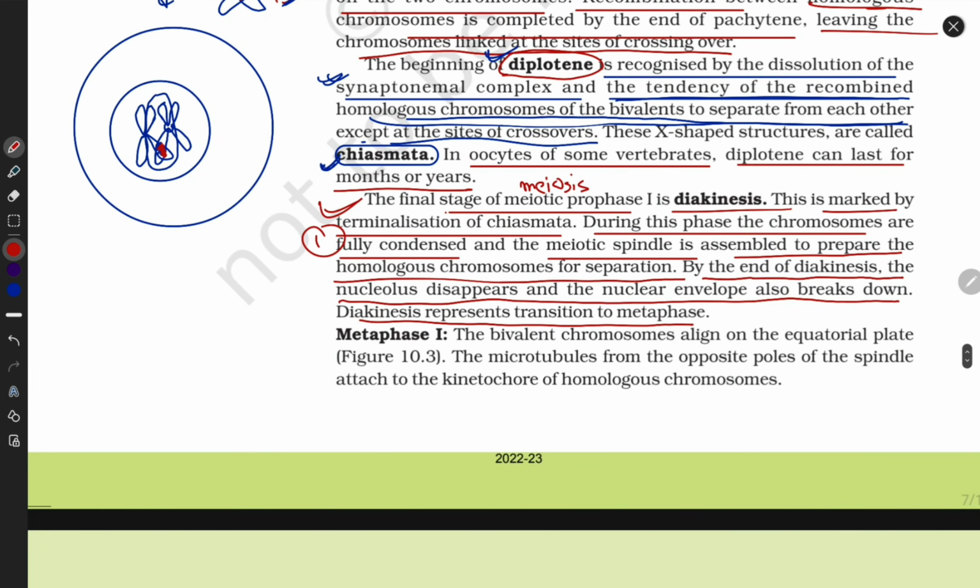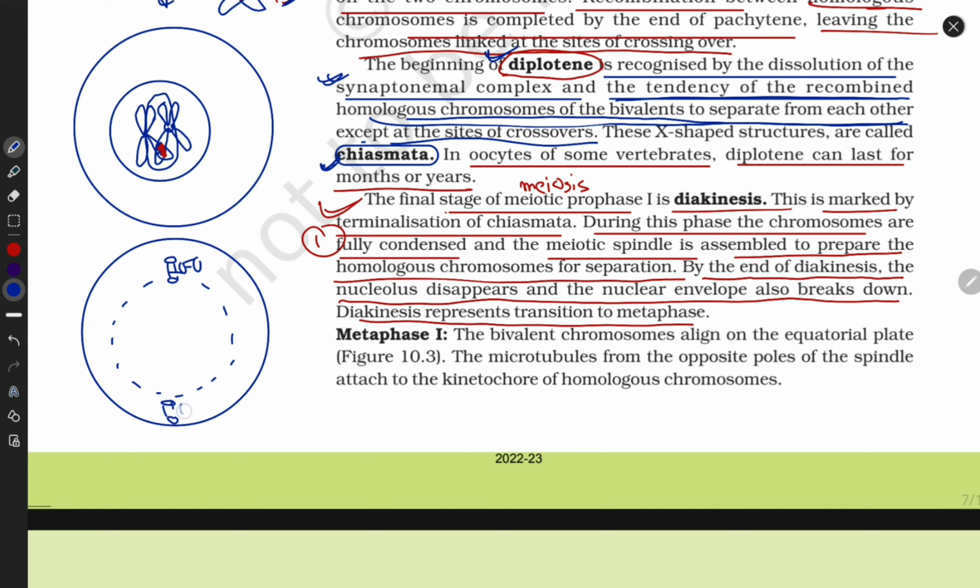They want to say, what happened here? Now spindle fibers arise. The nucleolus disappears. The nuclear membrane starts disappearing. Look at me now, guys. Spindle fibers also form, and now there is terminalization. At the end of diplotin, the chiasmata start disappearing. The crossing over is completed. They exchange their genetic material by the diakinesis stage.